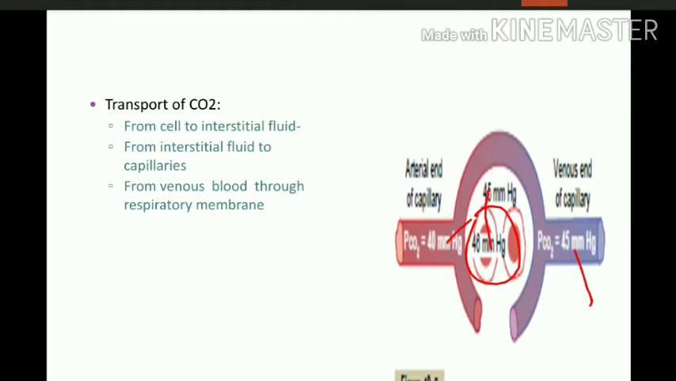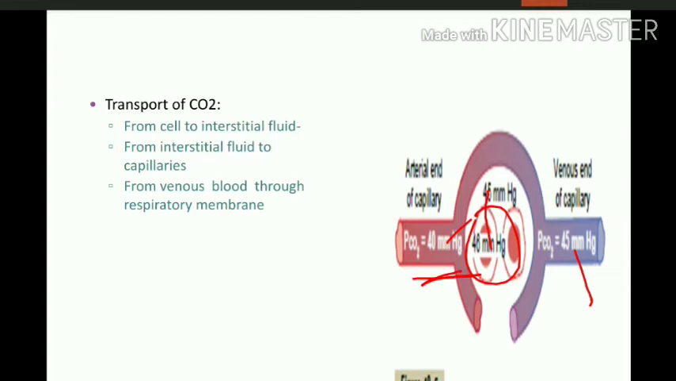Now, pressure gradient: carbon dioxide is transported from the cell into the interstitial fluid along a pressure gradient of only 1 mm of mercury. You can see here this is 46 inside the cell and 45 mm of mercury in the interstitial space. From the interstitial fluid to the venous blood, carbon dioxide diffuses at a pressure gradient of 5 mm of mercury. You can see here interstitial fluid partial pressure of carbon dioxide is 45 mm of mercury, and in the arterial blood it is 40 mm of mercury.